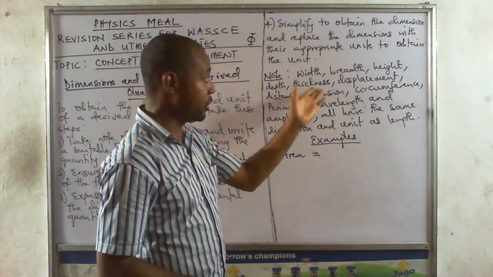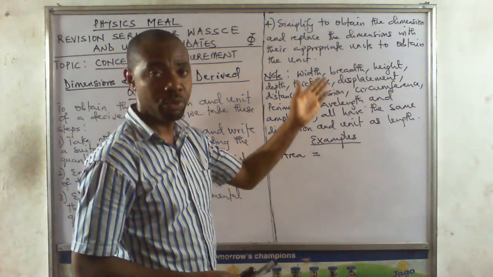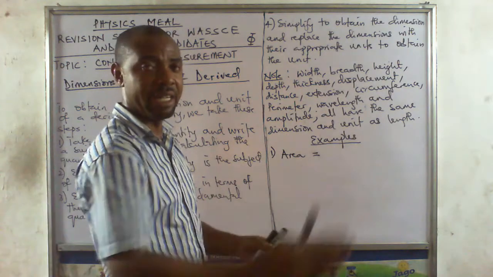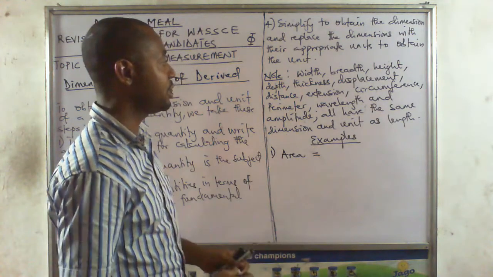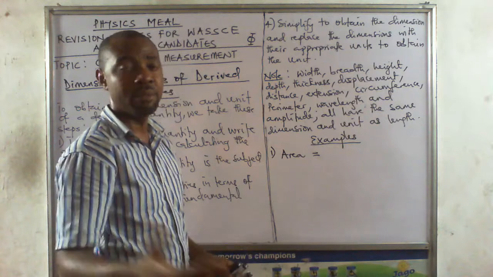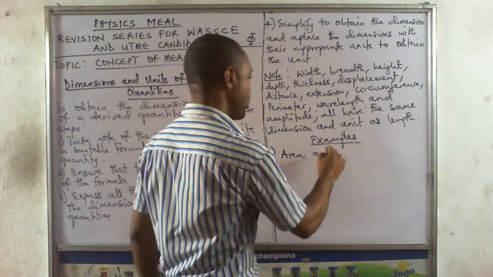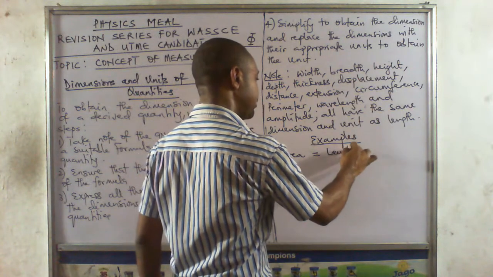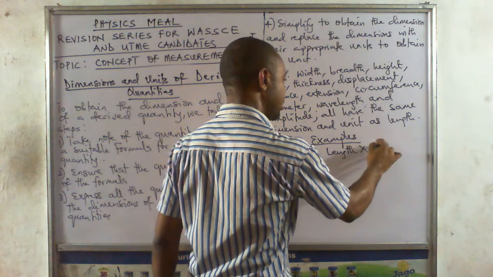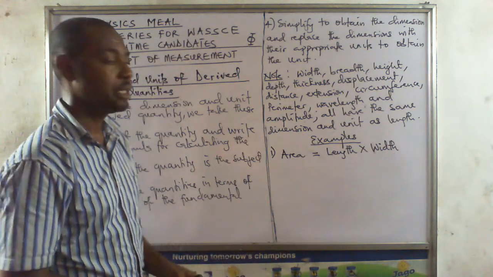I did not add radius here. Radius also has the same dimension as length, the same thing with diameter. So all the quantities that are related to length will have the same dimension as length. So let's say that we are dealing with area. We know that area is length times length, or length times width. For a rectangle, length times breadth.